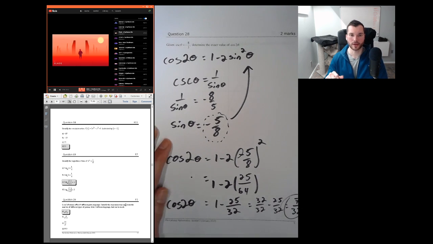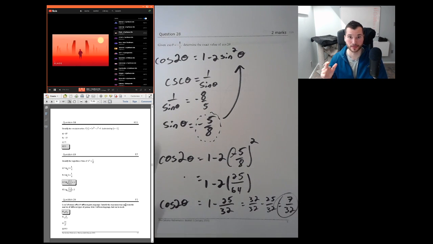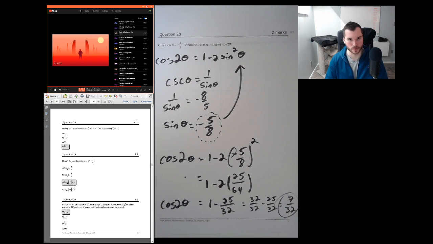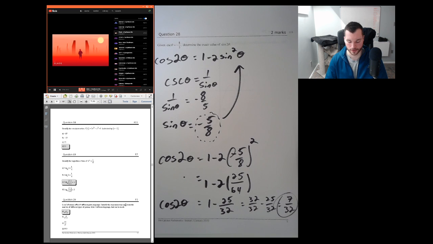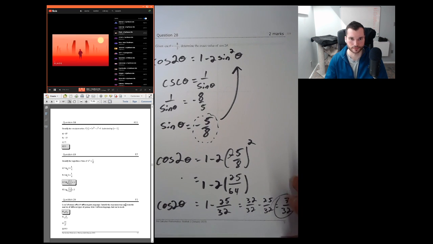We are not solving for theta, right? We can't. We don't have a calculator. Determine the exact value of cos 2 theta. It's not asking us to solve for theta, right? 2 marks. Done.